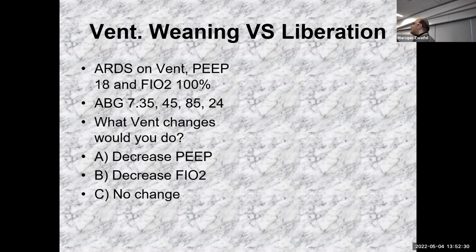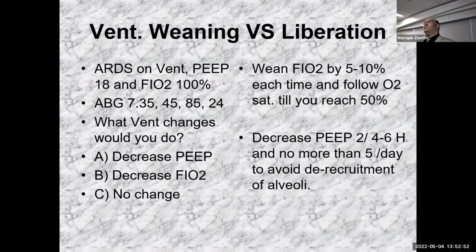And don't wean more than 5 of PEEP a day. Then wait, because the PEEP mechanism recruits alveoli, and the effect of lowering the PEEP, causing de-recruitment, may not show immediately; it may take some time to show. So don't lower the PEEP more than 2 at a time, and wait another 4 to 6 hours to lower it again. Make sense? So this is how you start weaning.